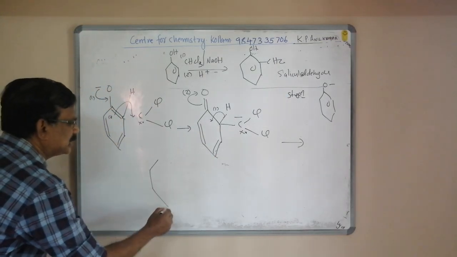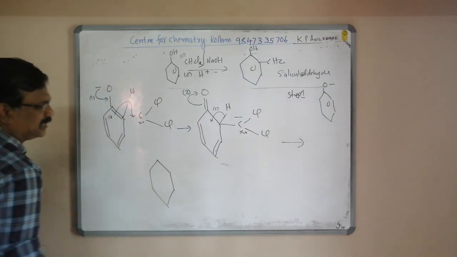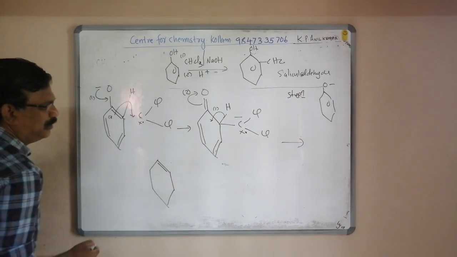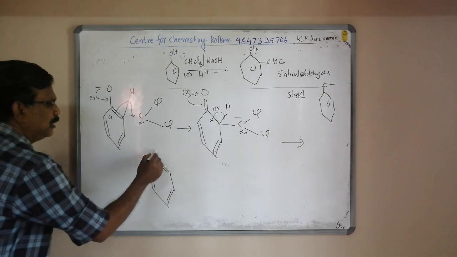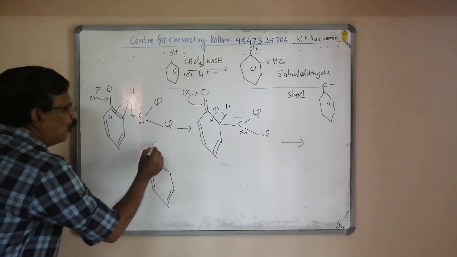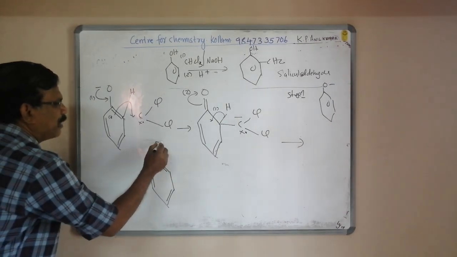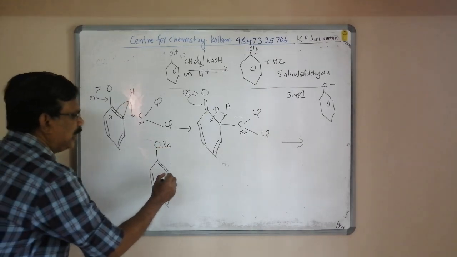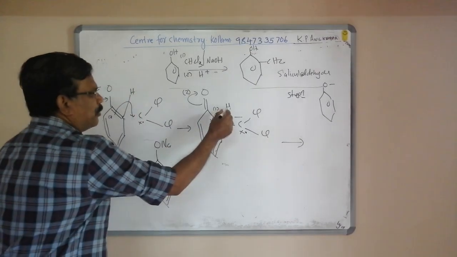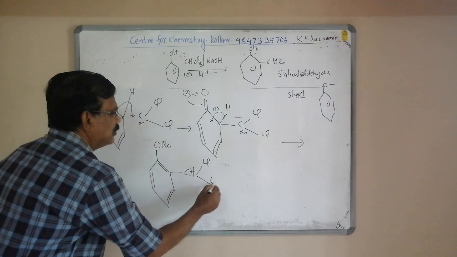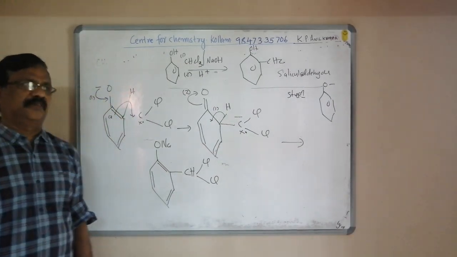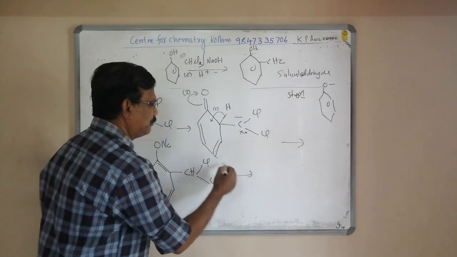So the intermediate changes like this. This bond becomes double, this bond becomes double, this bond becomes double, this bond becomes single, and O becomes minus, and Na plus will connect there, giving ONa. The H plus will connect to the minus charge on carbon, giving CHCl2. This is about the Reimer-Tiemann reaction. Further step, you know the further step.